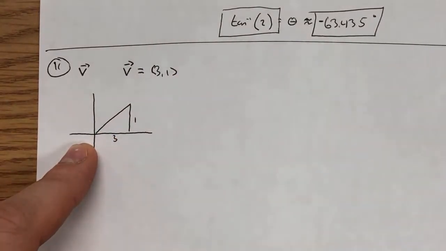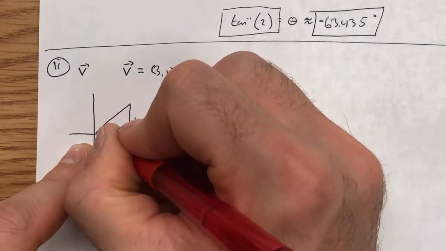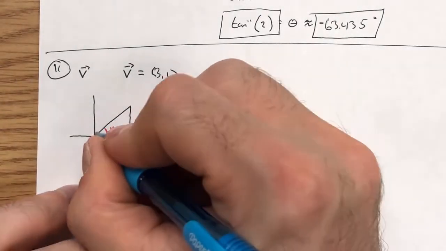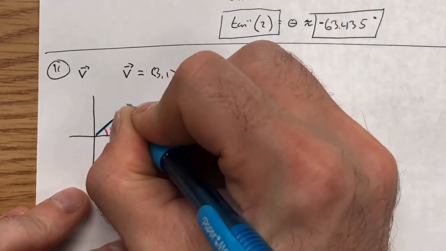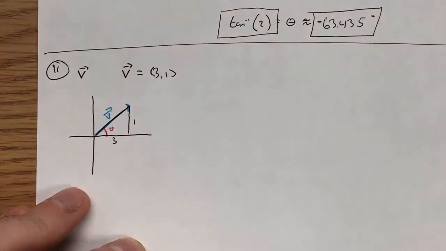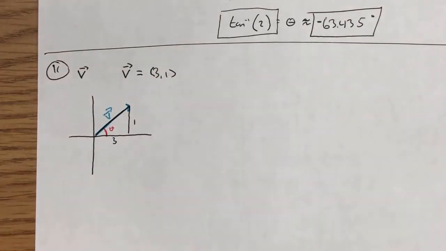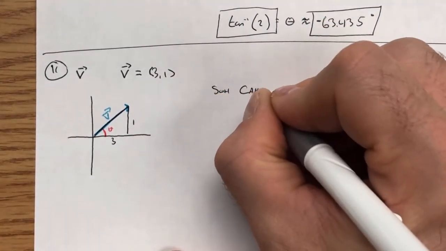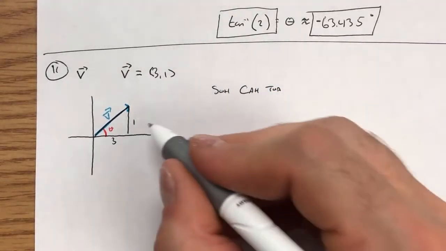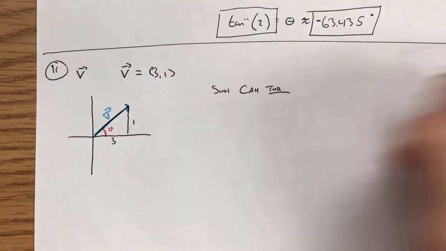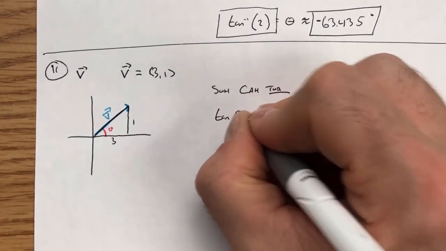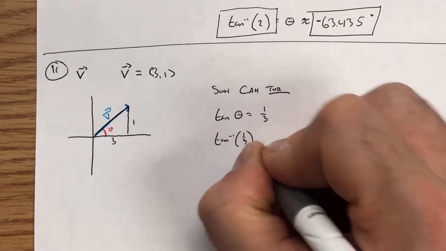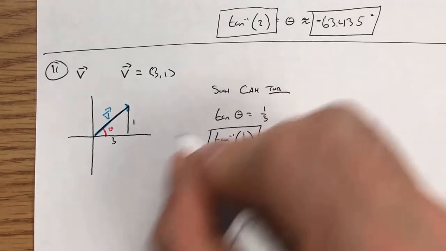So 3, 1. What we want to find is this angle measure, because I know the vector v is right there. What is the angle measure created by vector v? Oh, okay. So I'm going to break out SOHCAHTOA. If I have that angle, I have the opposite and the adjacent, so it's going to be the tangent. So the tangent of that angle is equal to 1/3, or the inverse tangent of 1/3 is equal to that angle. This is the absolute answer.